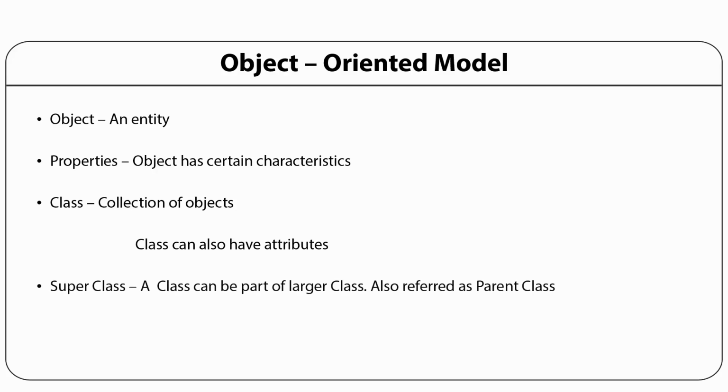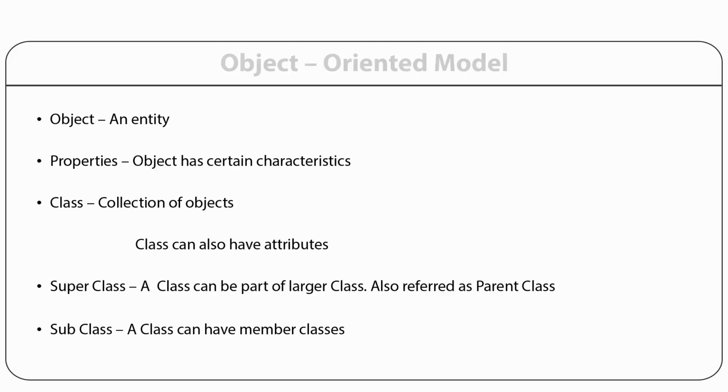Then we have a superclass. A superclass is nothing but a parent class, the immediate parent class of a class or an object. Then we have a subclass. A subclass is nothing but a member of a class. That means it is next in the sequence, or next in the hierarchy, in the class.